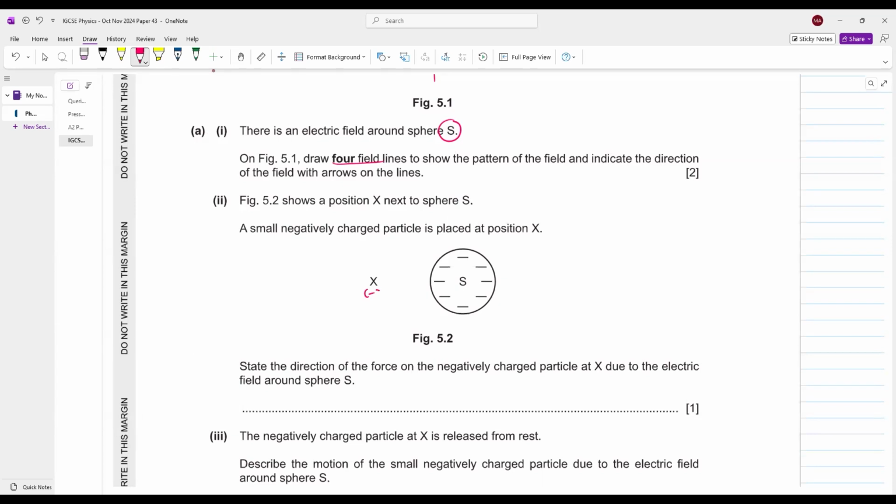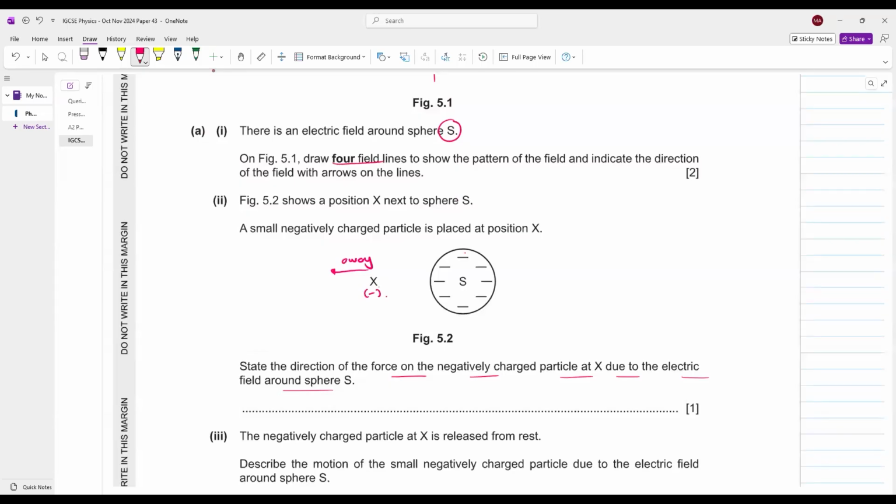Okay, so we have a negatively charged particle here. State the direction of the force on the negatively charged particle at X due to the electric field around sphere S. Yes, the direction of force will be away. Yeah, towards the left. Why? Because this is a negative charge as well.